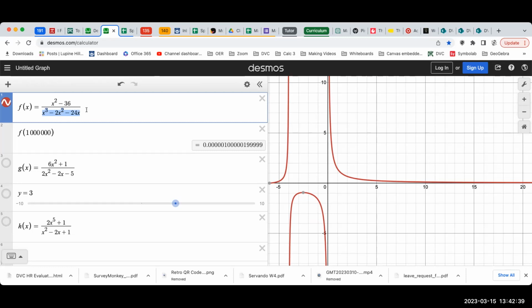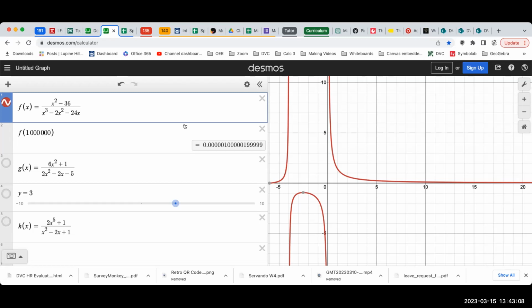How do I say this to my calc students? If your denominator overpowers the numerator, if your denominator gets really, really big, the overall fraction gets really, really small. And so that's why case 1 always has a horizontal asymptote at y equals 0, because the y values get really small and approach 0.